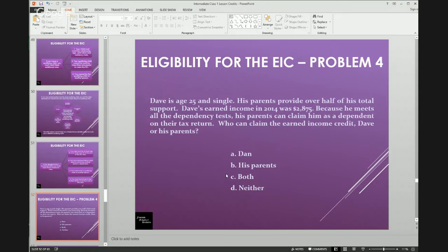Got another example here. Dave is 25 and single. His parents provide over half of his total support. Dave's earned income was $2,875. Because he meets all of the dependency tests, his parents can claim him as a dependent. Who can claim the earned income credit, Dave or his parents?